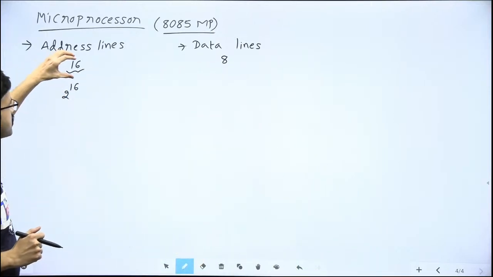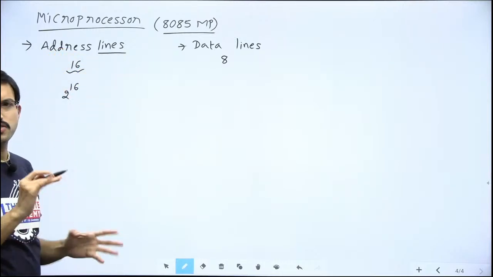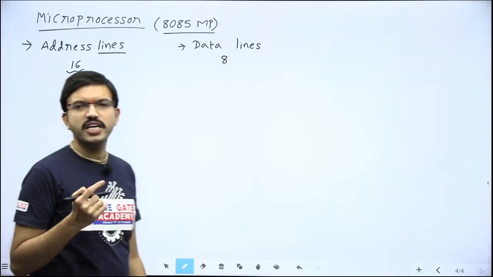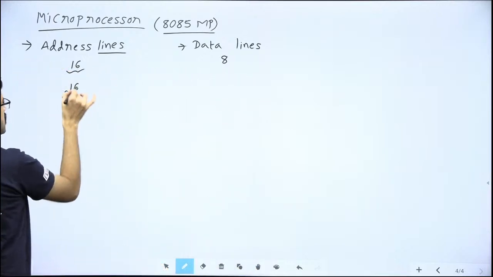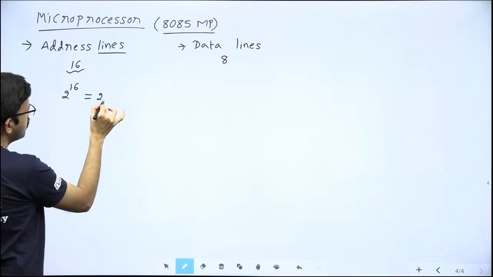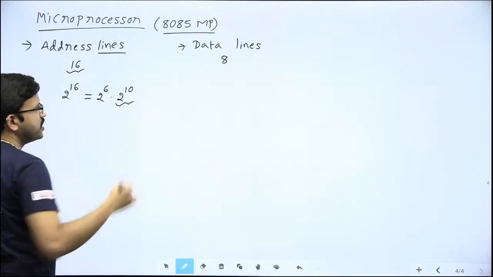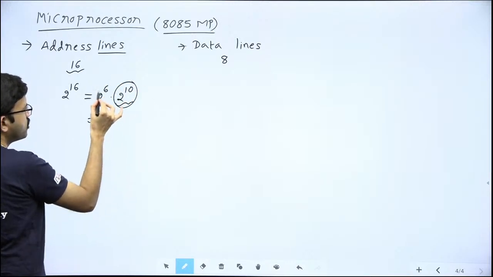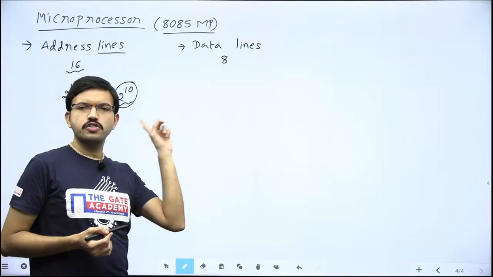Here, address lines and bits are synonymous, we can use either. If you have a single bit, we can represent either 0 or 1. If you have 16 address lines, we get 2 power 16 combinations of zeros and ones. This 2 power 16 we can write as 2 power 6 into 2 power 10. I hope all of you are familiar with the value of 2 power 10. 2 power 6 is 64, and 2 power 10 is nothing but 1024.